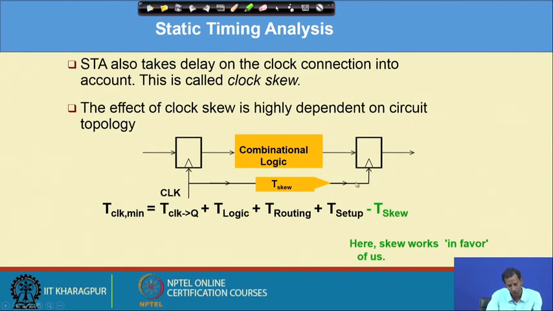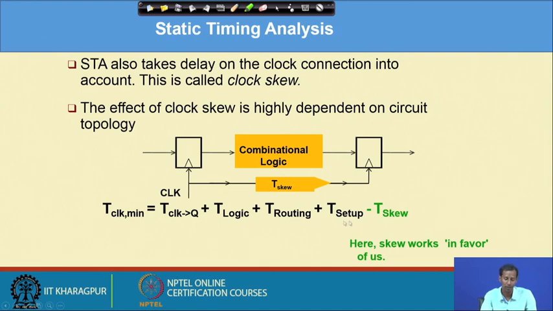But if the clock is supplied on the opposite side of the data, suppose data is supplied in this direction, but the clock is supplied in the opposite direction, then this skew will not be in our favor. It will be against us, which means against the design. So, at that time this skew also will be added for finding out this T clock minimum.